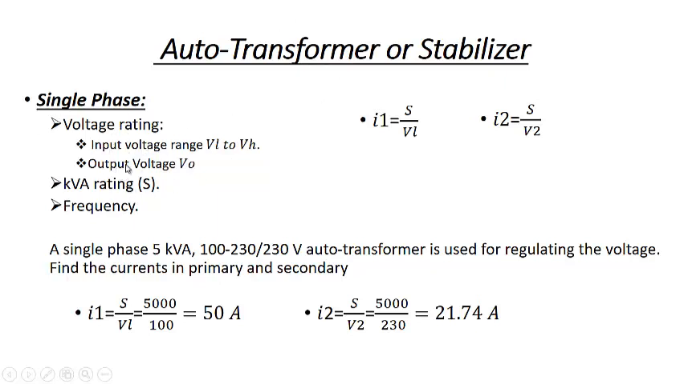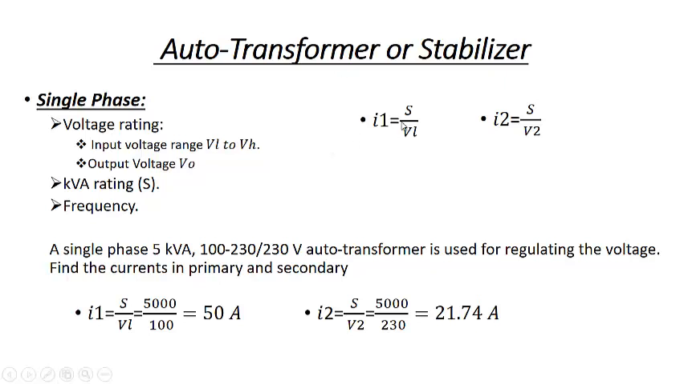That is the only difference, but the ratings will be the same. It has an input voltage range from V low to V high. Let us say in our case it may be 80 volt to 250 volt high voltage. The output voltage has to be constant, V naught, usually the rated voltage, that will be 230 or 220 in some cases. Its kVA rating will be fixed as S, that is its apparent power, and frequency will be 50 hertz, because all our equipment in India is rated or designed for 50 hertz.